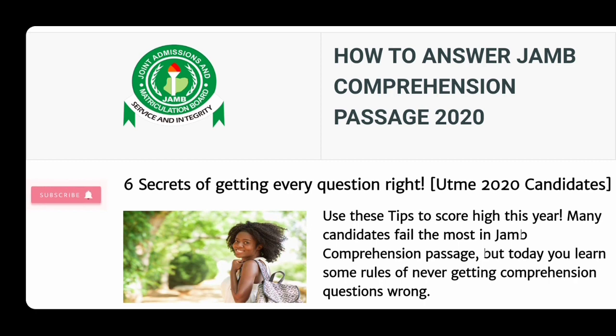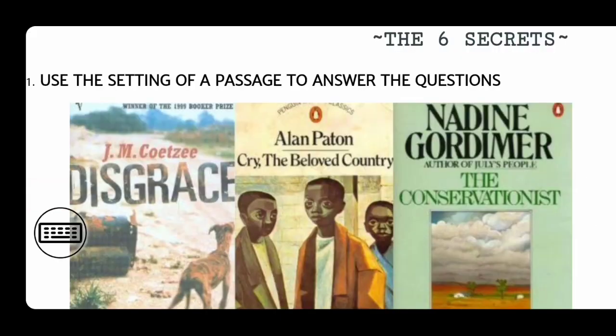So guys, let's go straight forward to our topic today. I want to share 6 special secrets that are going to help you answer any question that will be given to you on the comprehension passage in Jamb. This is the first secret that you're going to learn today. I want you to know this. You see, every comprehension passage that you will see in any examination question always has a setting. You see, if you can use the setting of a passage to answer any given question in your examination.